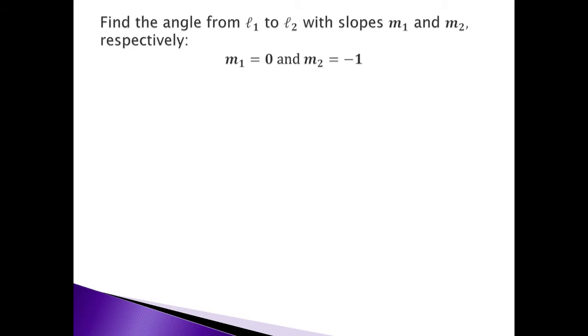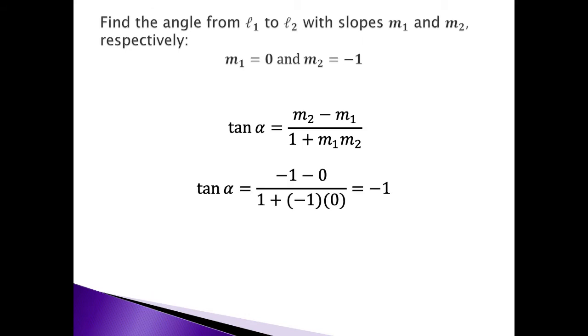Next example. Find the angle from L1 to L2 with slopes M1 and M2 respectively, where M1 is 0 and M2 is -1. The tangent of alpha is M2 minus M1 over 1 plus M1 times M2. Tangent alpha is -1. The tangent inverse of -1 is pi over 4, because the only place that tangent inverse is -1 is at pi over 4. So we know that it's -45 degrees.